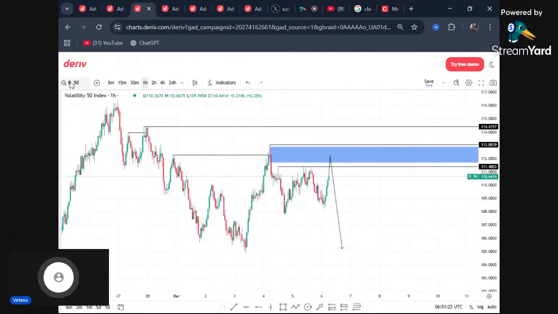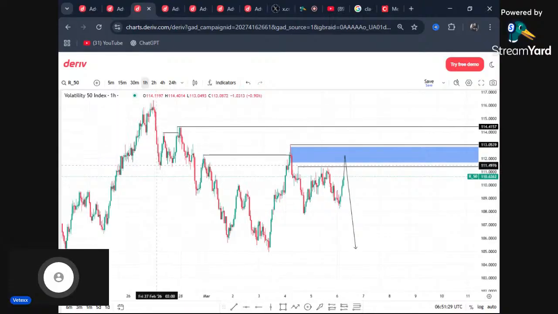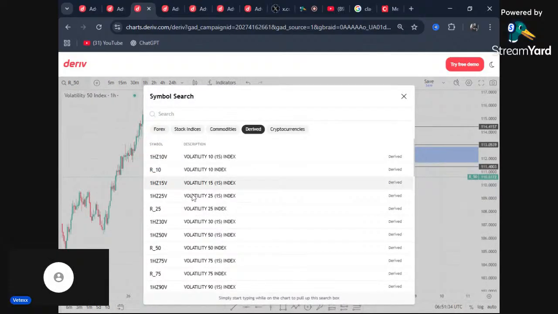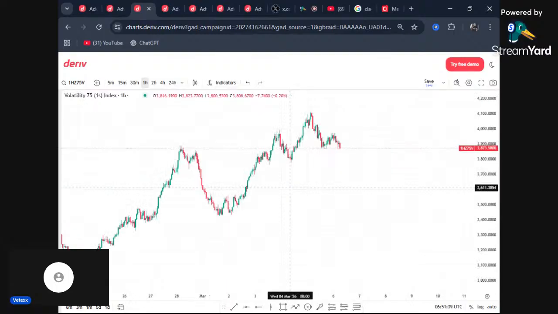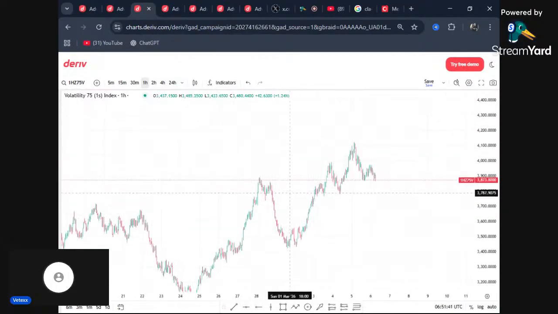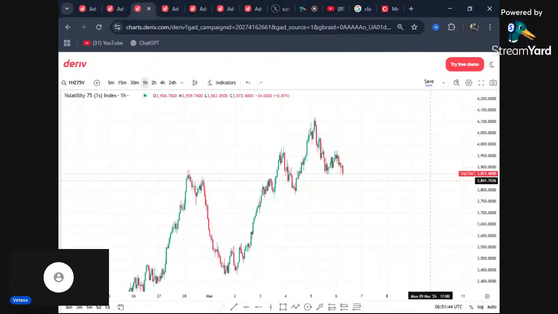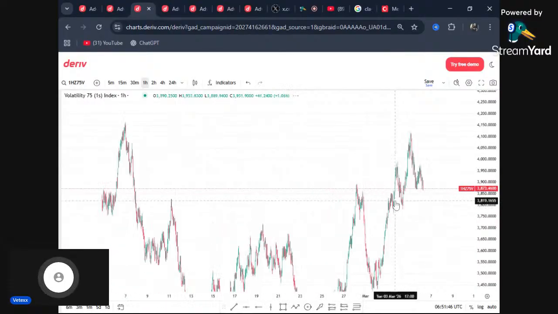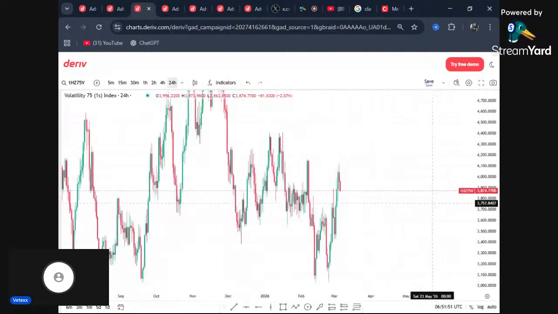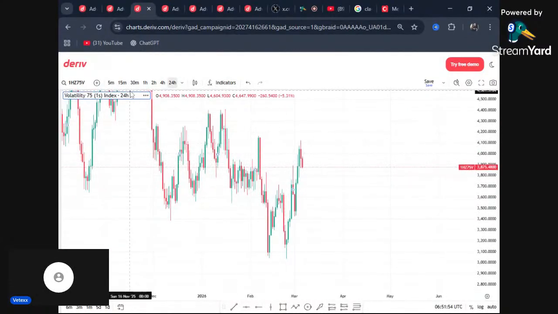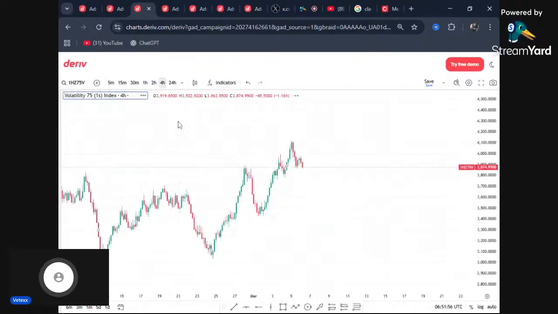So the next pair we are going to be checking is V75 one index. So what do we have on V75 one index? Starting from the 24-hour time frame, we have this move. The 24-hour time frame, nothing to show.